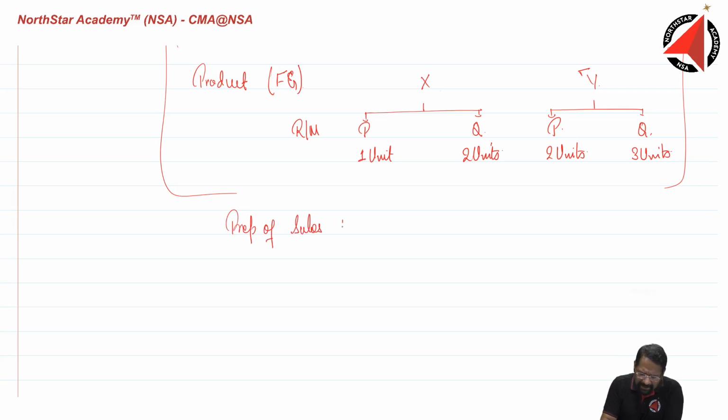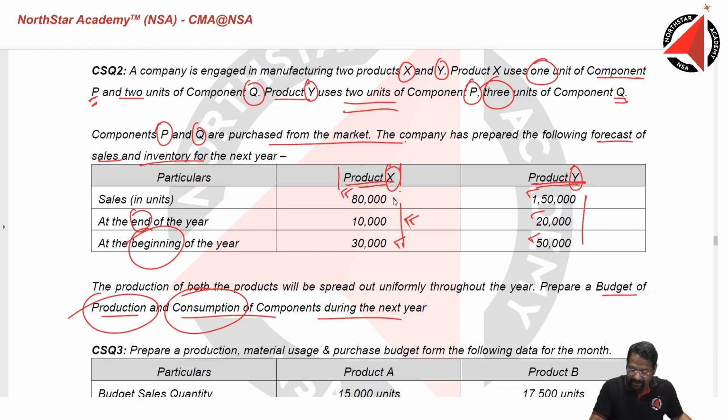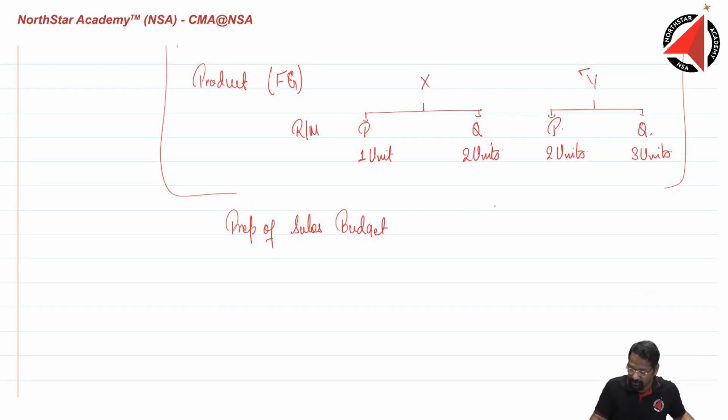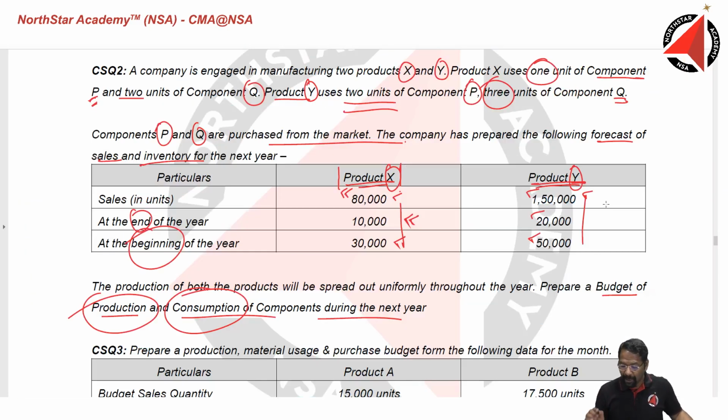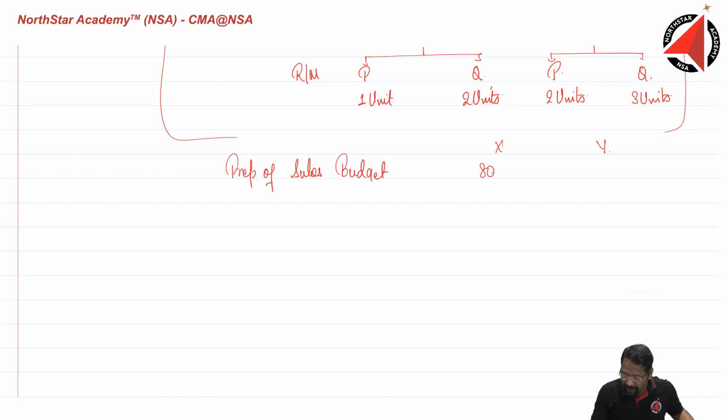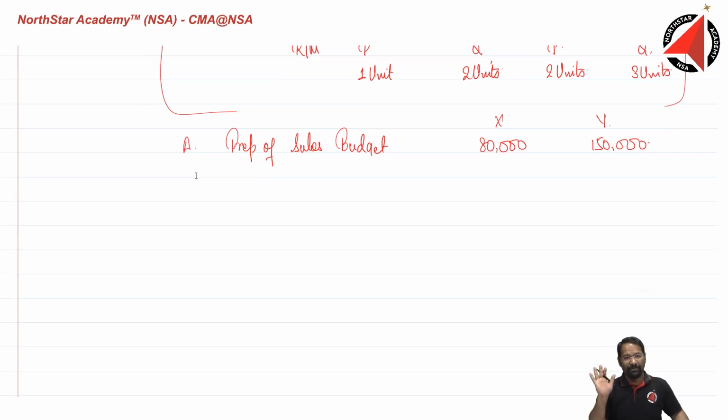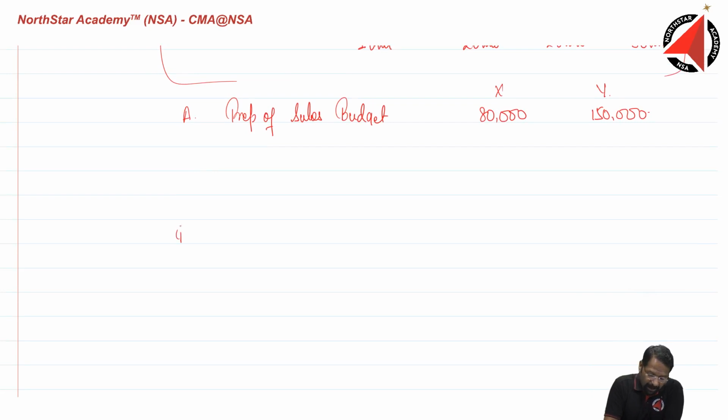Do we need to prepare the sales budget? Answer is no. We don't need to prepare it because it is already given. How much is the sales budget? 80,000 and 150,000, for product X and product Y. I want full focus now, guys. Without the sales budget, I cannot go to the next budget. So this one, A, I have done. Next budget, production budget.